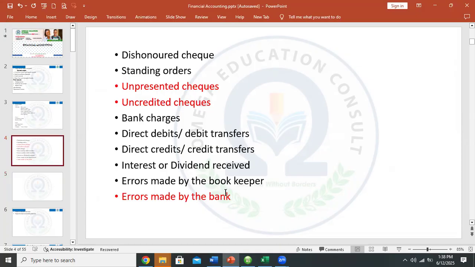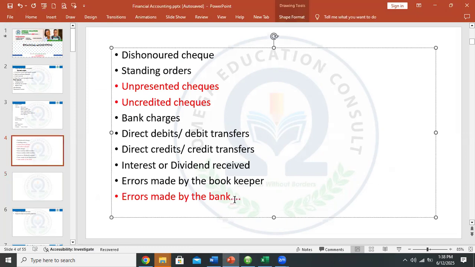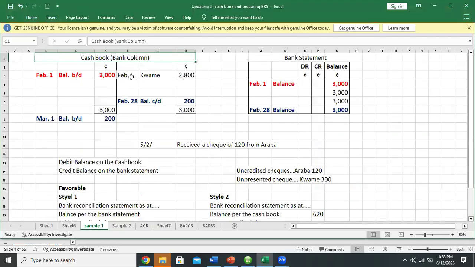And trust me, the errors made by the bank come in two forms. It's either a wrong debit or a wrong credit. The bank debited the account wrongly or credited the account wrongly. Okay. So let's demonstrate that here for all of us to appreciate.